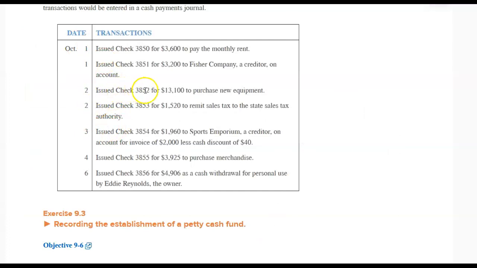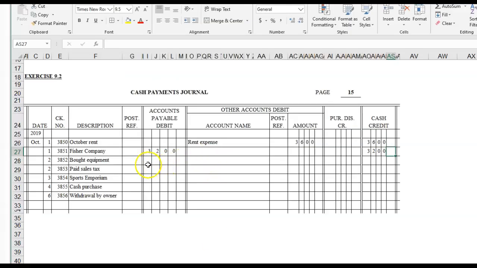Issued a check 3852 for $13,100 to purchase new equipment. So we have bought equipment. That means this is going to be affecting the equipment account, which is an asset. That's why we've got this other account debit, 13,100. And we issued a check for 13,100.